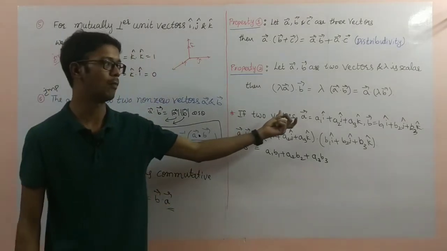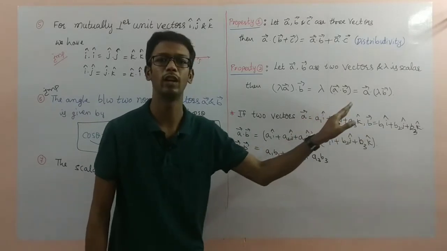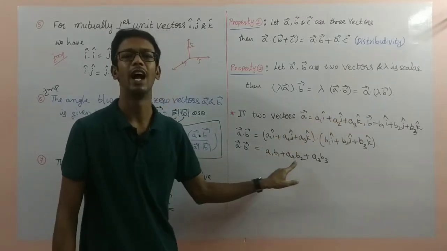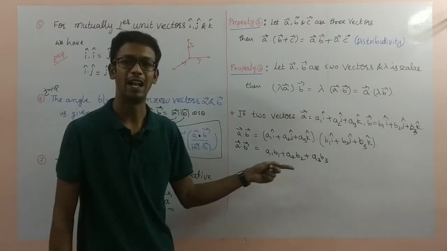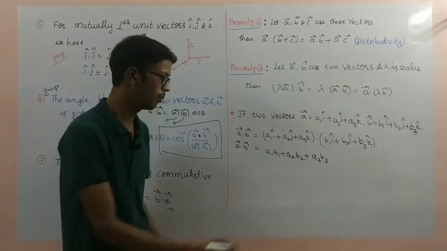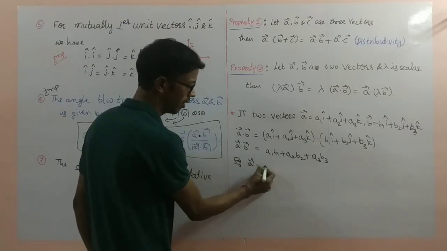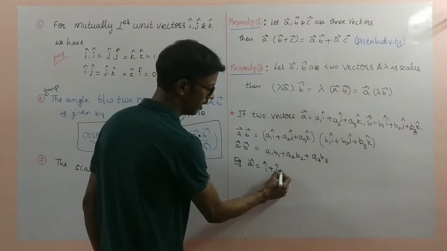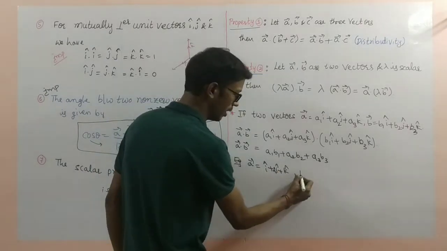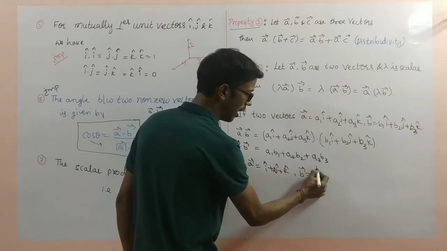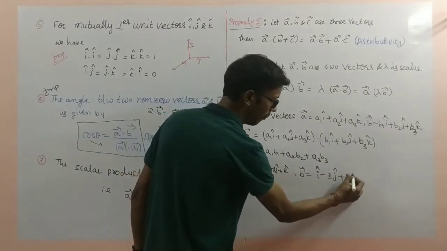So when the components are given, the corresponding coefficients are multiplied and all three are added, then that result value should be a scalar. One example we will take here. A bar is equal to I cap plus J cap plus 2K cap. B bar is equal to I cap minus 3J cap plus 2K cap.